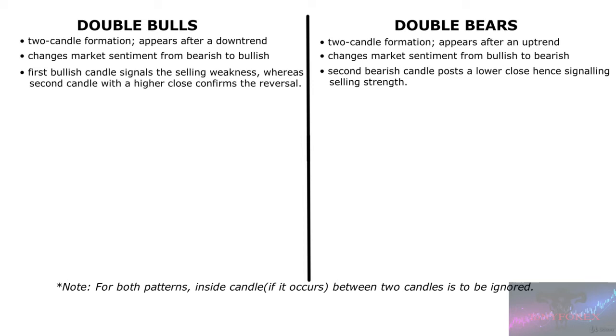The only thing you need to remember is that if there is an inside candle after the first bullish candle in a double bulls pattern or vice versa, you will ignore the inside candle and continue studying the next or the third candle to validate a double bulls or double bears pattern. Let us study a typical double bulls and double bears pattern using an illustration.